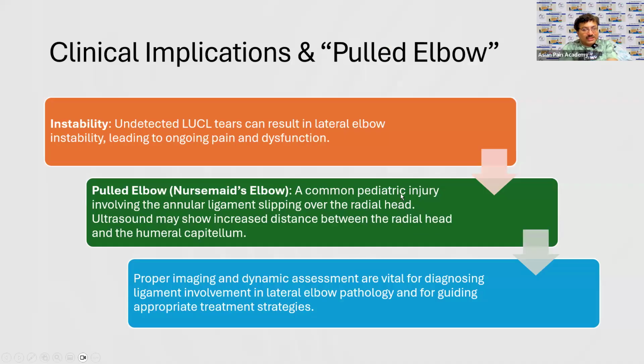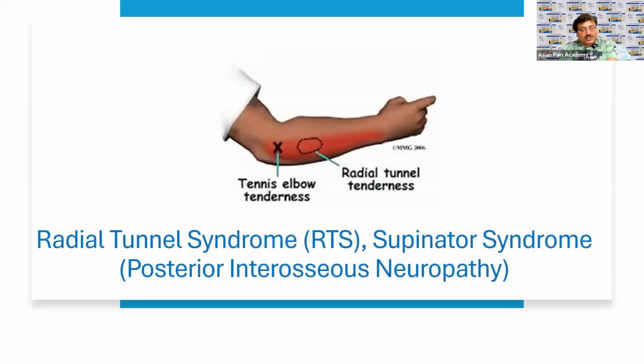So while you are getting those cases, usually as a pain physician we don't get such children cases, but if you go to those cases you have to check for the lateral ulnar collateral ligament as well. Now coming to the radial tunnel syndrome and supinator syndrome, it is basically the same.